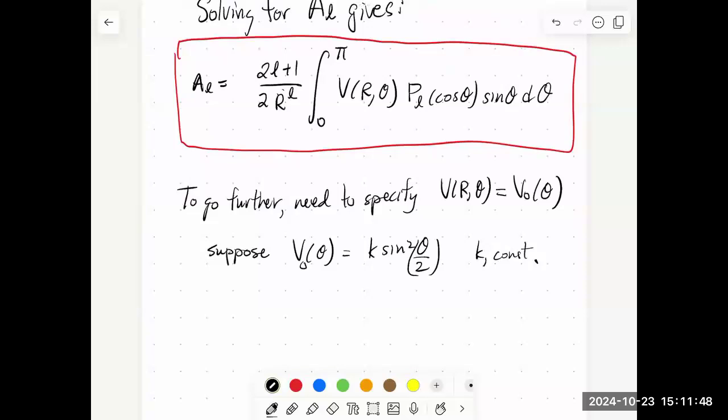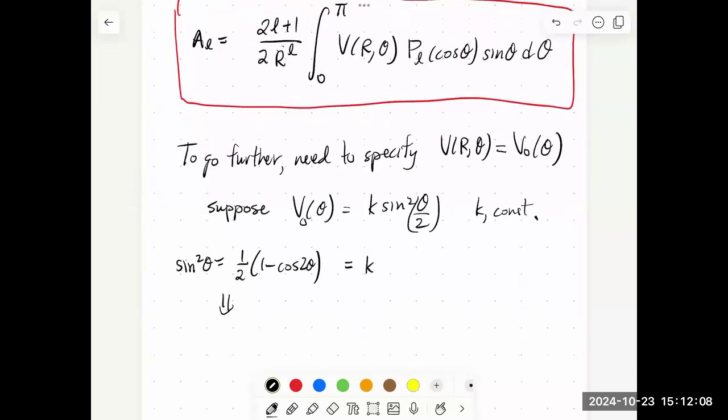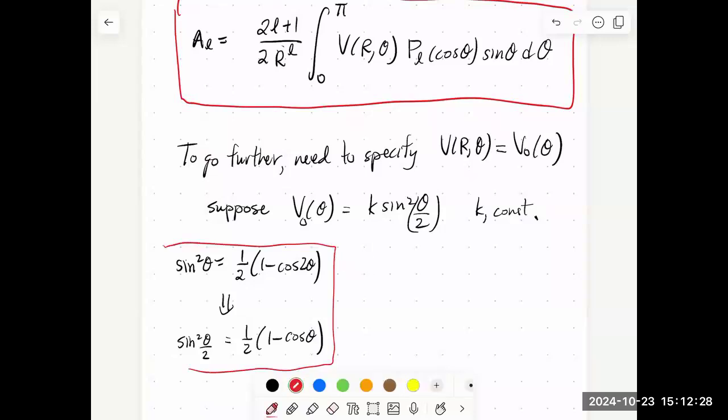Does anyone know a trig identity for sine squared? Yes, what I remember is sine squared theta is 1/2 of 1 minus cos 2 theta. So if we then say theta is theta by 2, then that's going to be 1/2 of 1 minus cos theta. Okay, so that means that our potential is equal to K over 2, 1 minus cos theta.